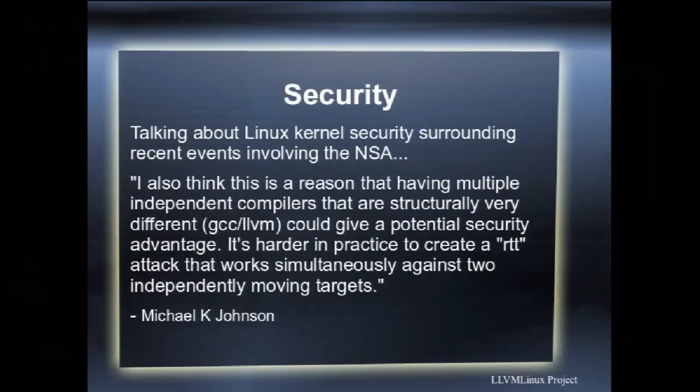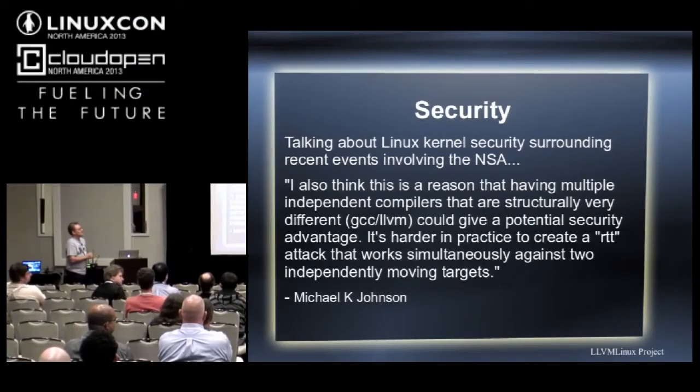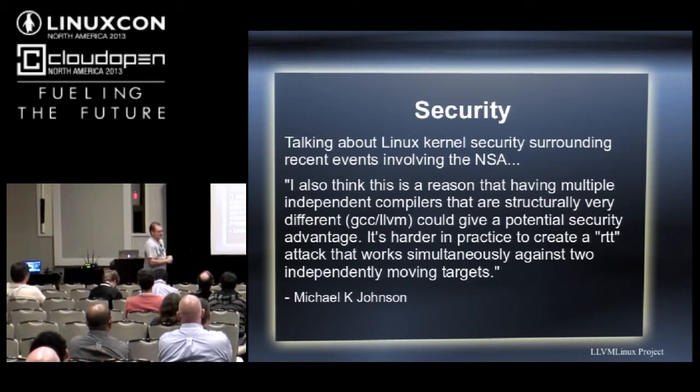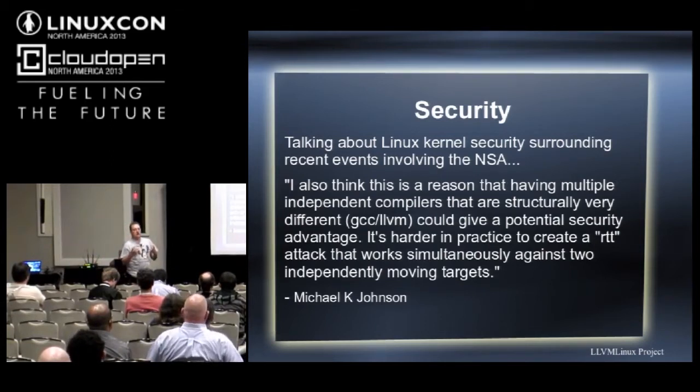The next one is a quote from Michael K. Johnson, who happens to be sitting near the front of the room here. I didn't realize he was going to be here, but on G+ the other day, Ted Ts'o, who's sitting next to him, had a post talking about the random number generator. In the middle was this comment, where Michael was pointing out that having more than one compiler with fundamentally different internal architectures makes it much more difficult for somebody to attack a system running a kernel built with a compiler you don't necessarily know. It's very hard to do a remote timing attack or what have you on that.